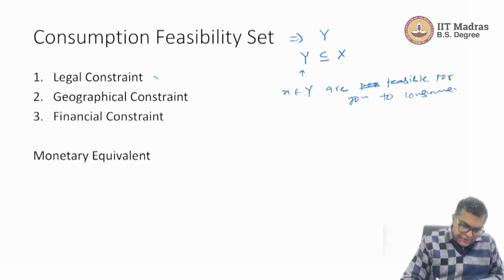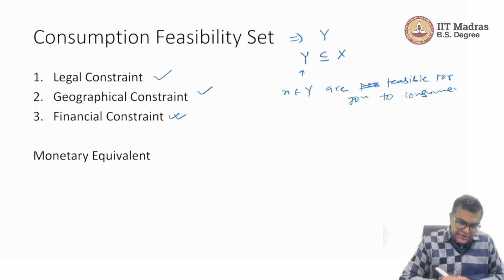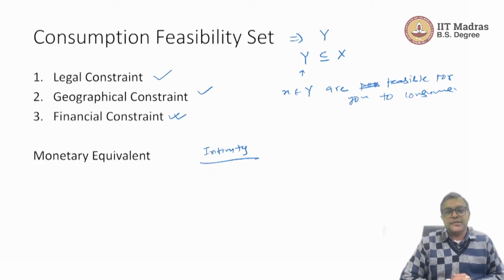Although I talked about legal and geographical constraints, I am not going to focus on these largely. I will focus on the financial constraint, which is really useful. We can do some jugglery and take care of legal and geographical constraints. If a good is simply not available in your locality, you can think the price of that item is infinity, and therefore you can never afford it. So, financial constraints are more than enough to help us.